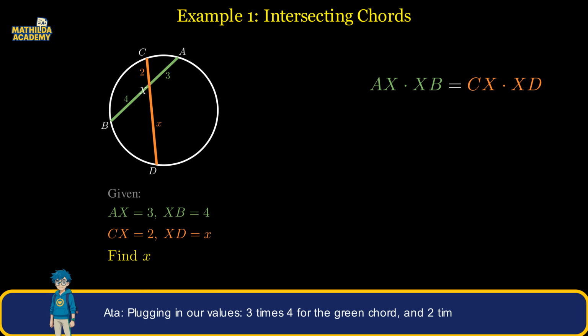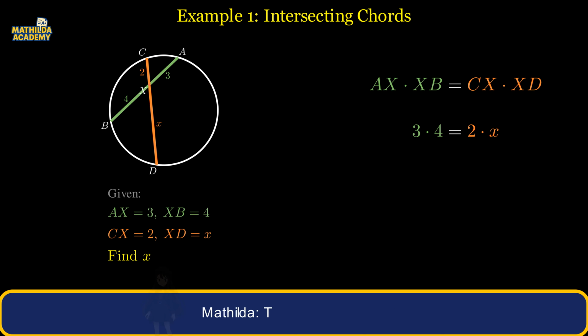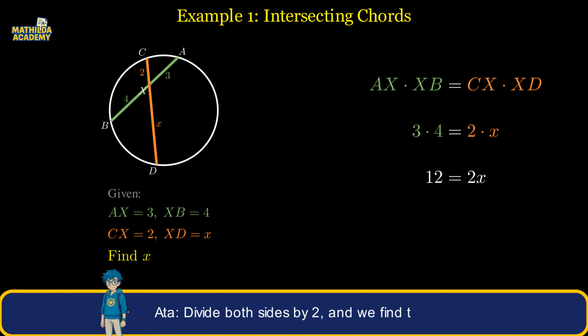Plugging in our values, 3 times 4 for the green chord, and 2 times x for the orange. That simplifies to 12 equals 2x. Divide both sides by 2, and we find that x equals 6.